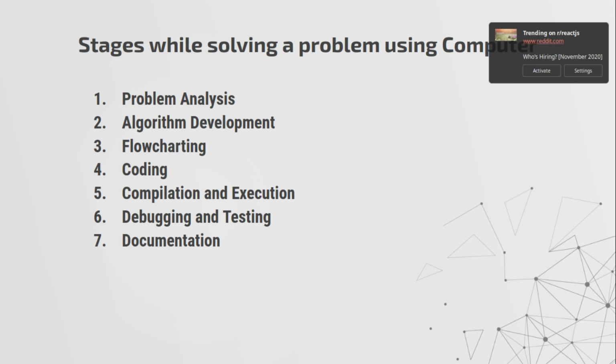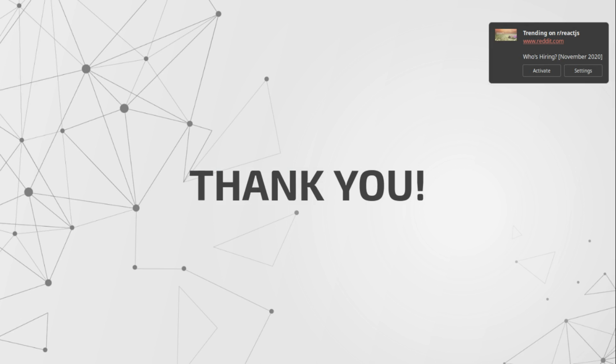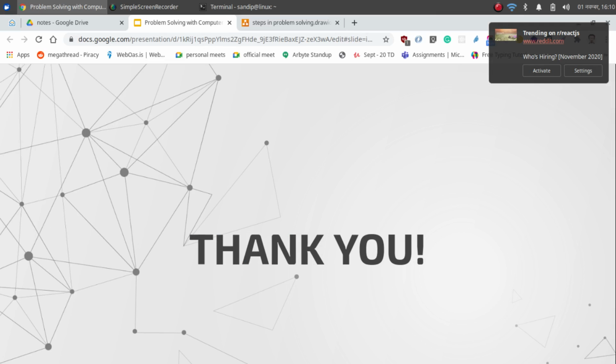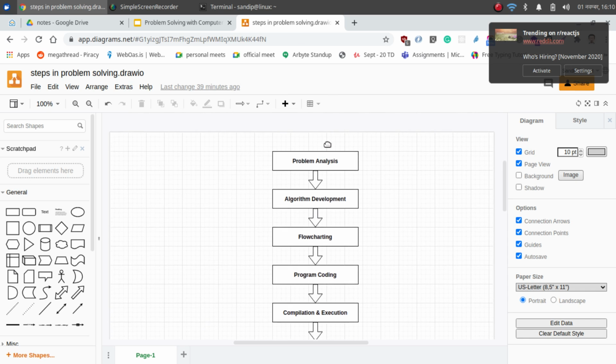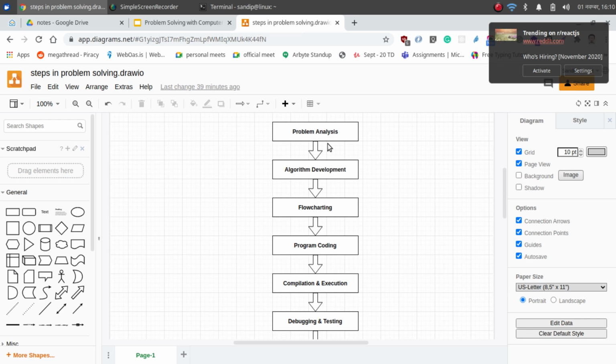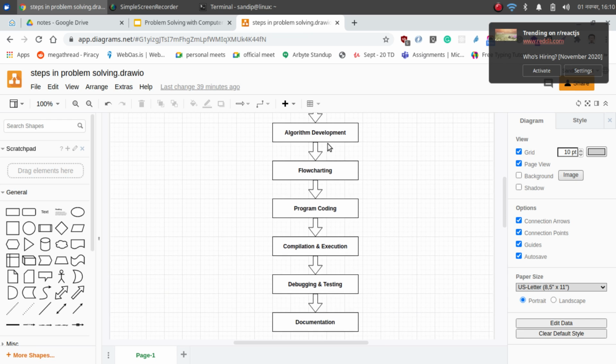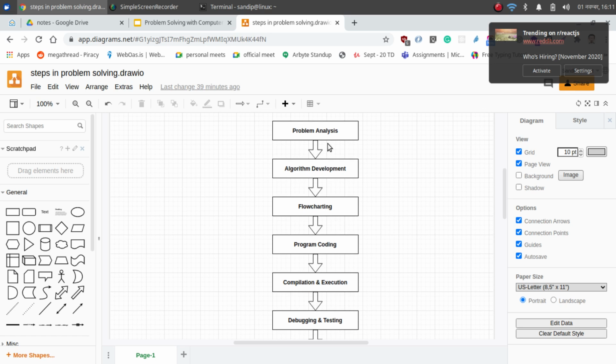After coding, the code has to be compiled and executed. After executing, we have to debug and test the code. And the last step is documentation. I think I have made the diagram here, and these are the series of steps we have to follow while solving problems using a computer.